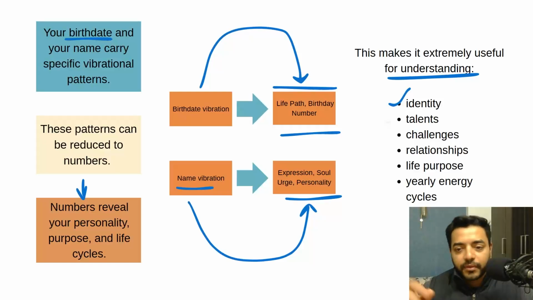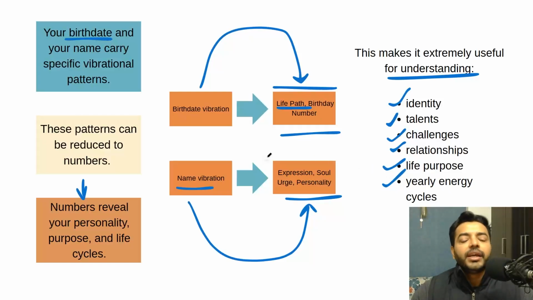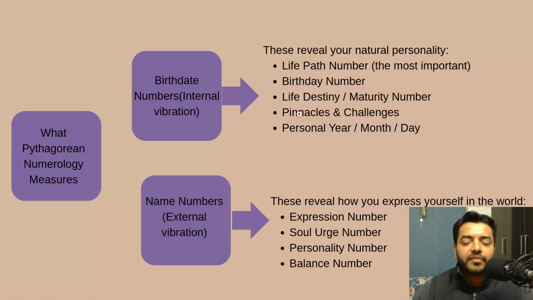For example, we will understand through examples when we start doing the life path number. Anyway, you can identify a person's talents, challenges, relationships, life purpose, and yearly energy cycles using these numbers. Right. Do not use numerology for predicting something. It's not used for prediction.